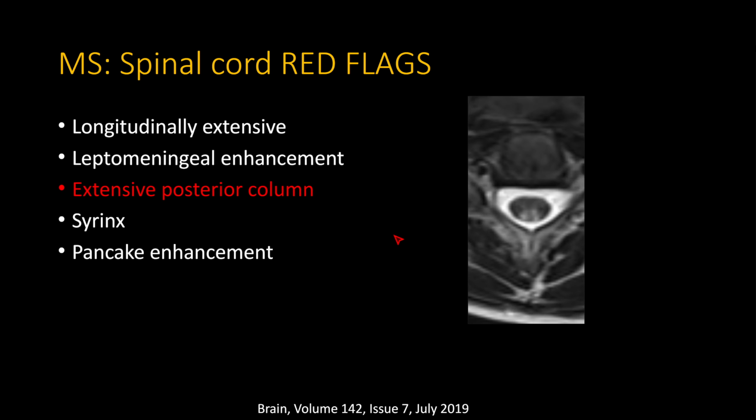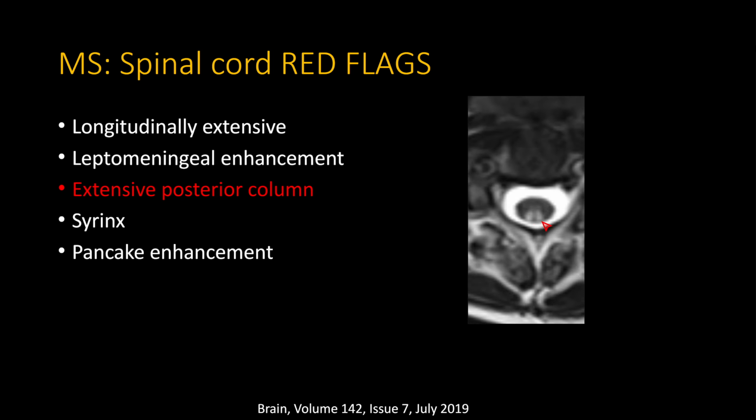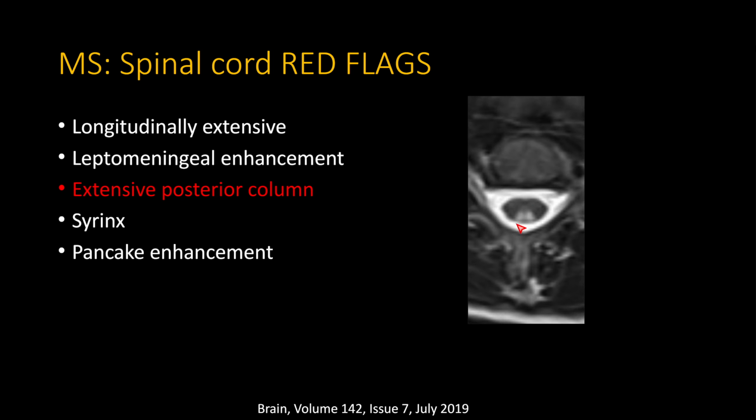Extensive posterior column involvement, which goes a little bit hand in hand with longitudinally extensive lesions, can also be a red flag for MS, particularly if it's symmetric on both sides. Like this case here, it's symmetric and has extensive posterior column involvement. This should make you think of things like vitamin B12 deficiency as opposed to MS.